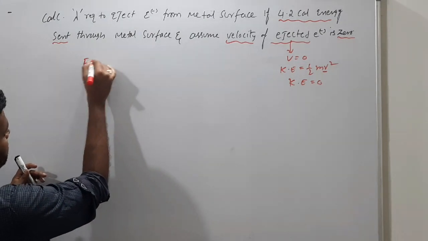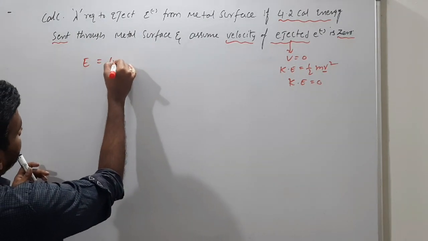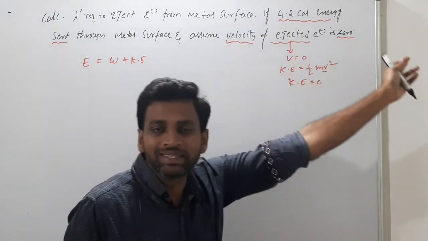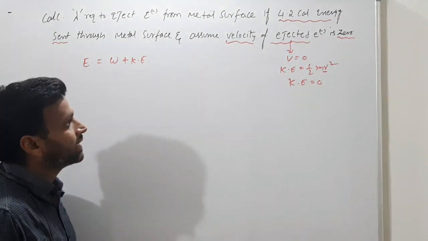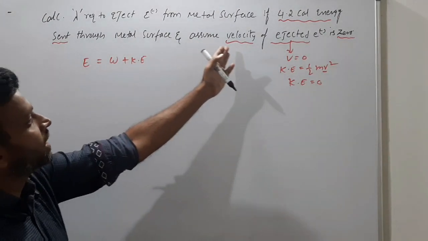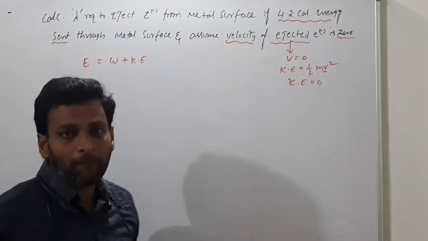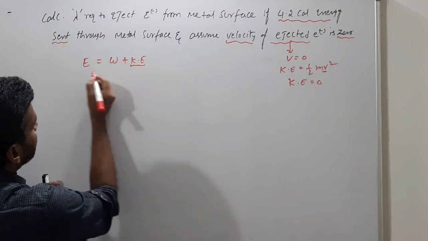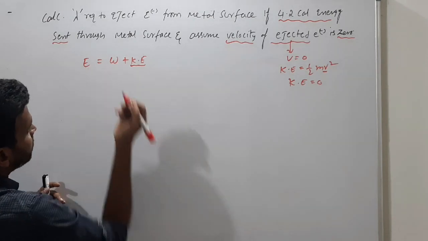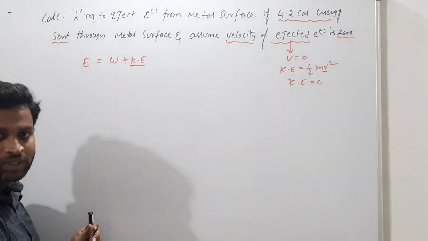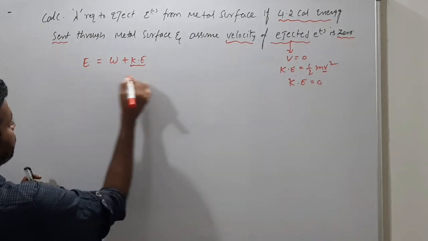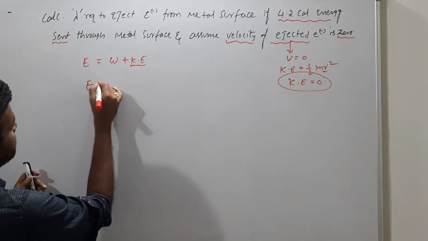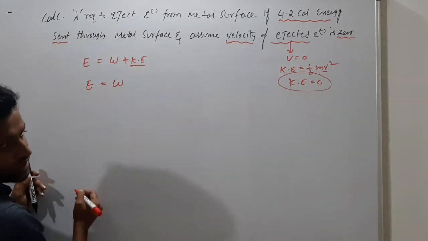So what is the formula actually? E is equal to W plus K, right? So here kinetic energy will be 0 in this numerical. Why will kinetic energy be 0? Because we assume the velocity of the ejected electron is 0. That means the energy we sent is equal to the threshold energy. So as K is 0, you can take E is equal to W, that's it.